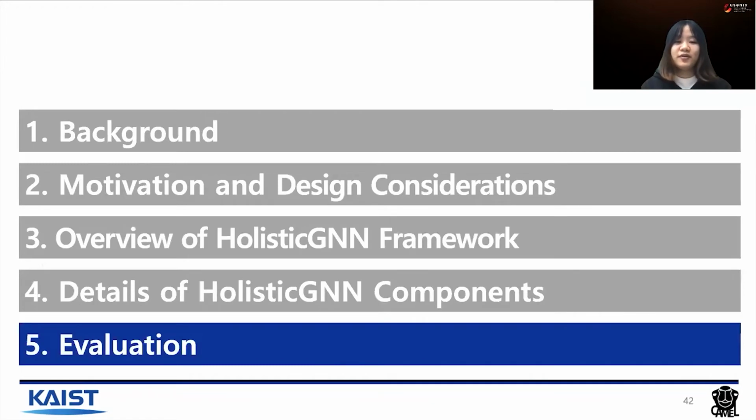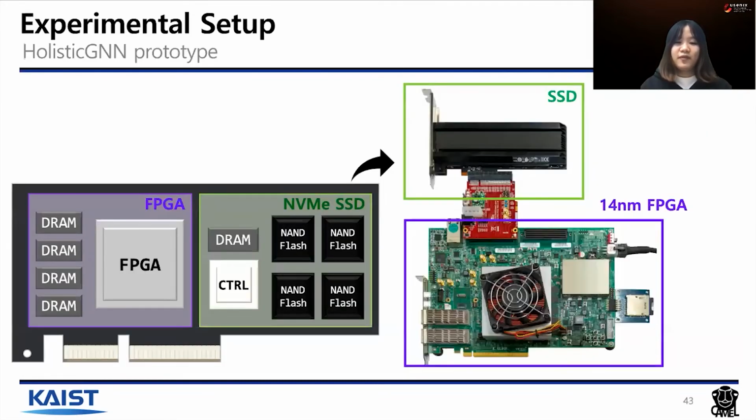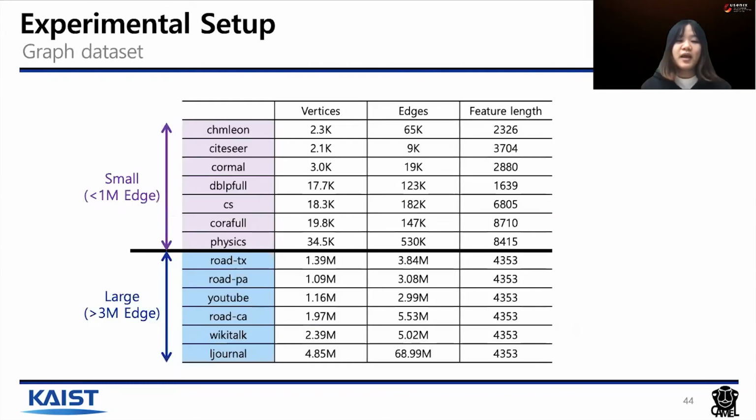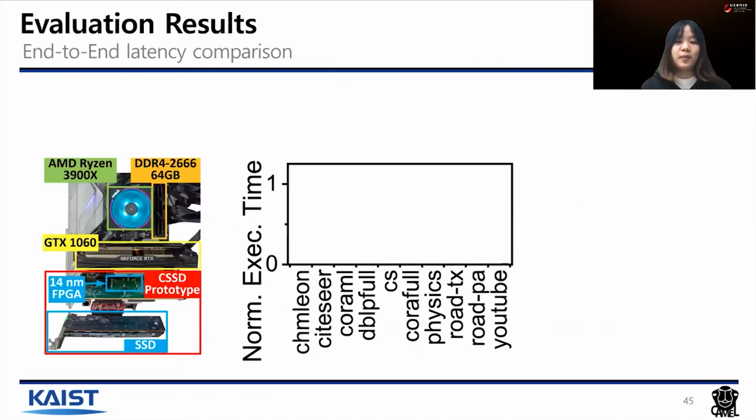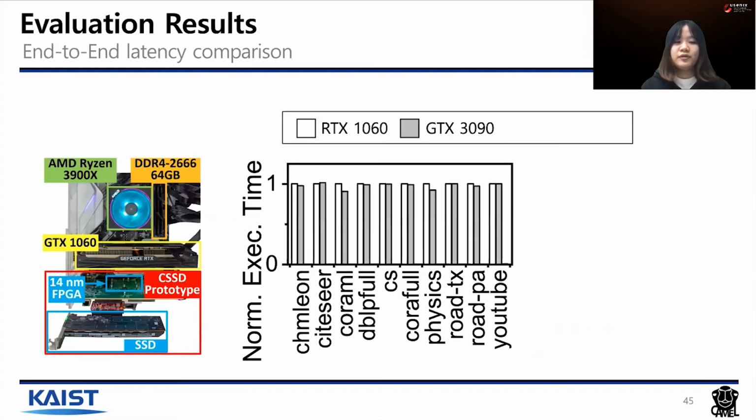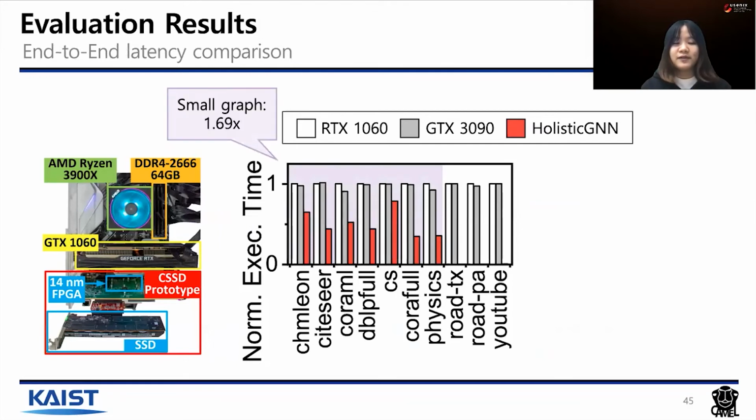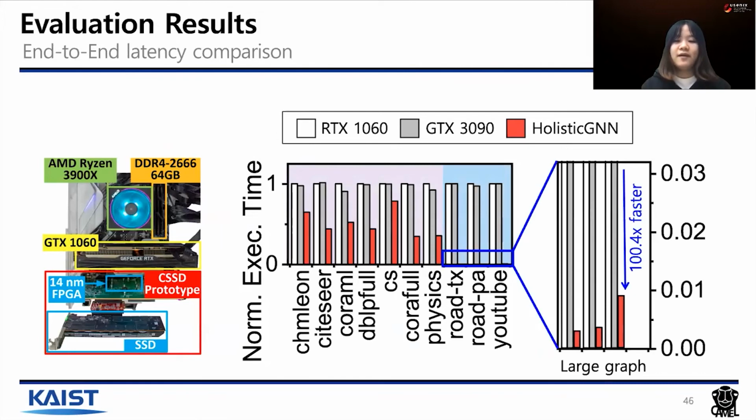At last, let me introduce the evaluation result of HolyGNN. For the evaluation, we implement a HolyGNN prototype with a 14 nanometer FPGA and SSD. And we test 13 graph datasets, and we categorize them into small and large based on the number of edges. And we compare the HolyGNN performance to high performance GPUs, and as shown in the graph, we achieve 2 times faster inference time for the small graph, while we can achieve more than 100 times faster inference time for the large graph.